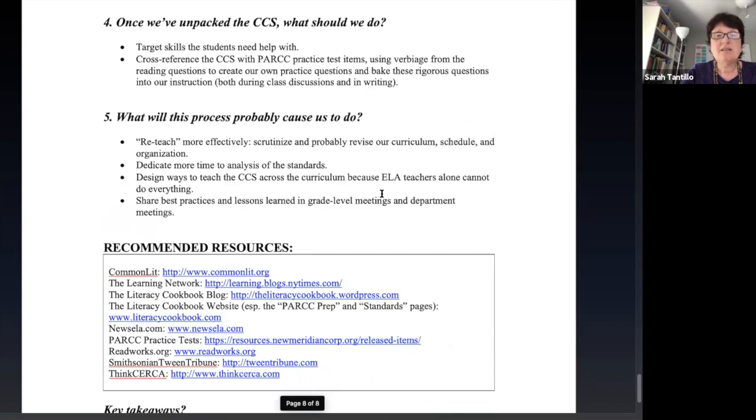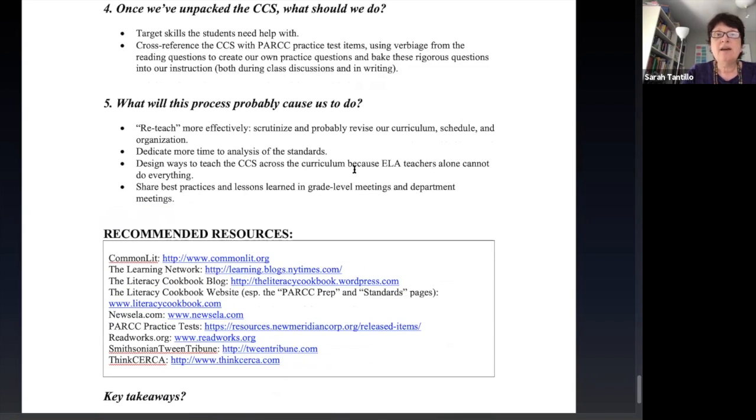Last but not least, I have a list of recommended resources that you can take a look at. And then when you have a chance, take a moment and jot down some key takeaways from this workshop today.